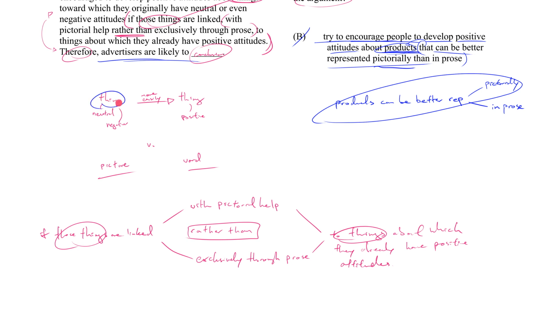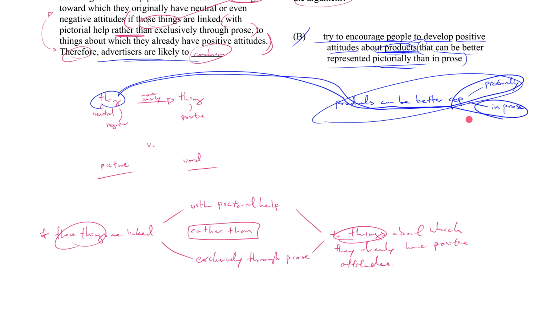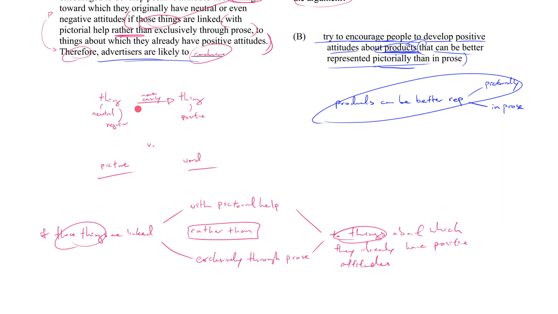They didn't say, oh, only if this thing is a thing which can better be represented pictorially, right? Oh, but what if this thing is a thing that can be better represented in prose? Well, forget this, we're not going to do any of this. No, nowhere did the advertisers learn that. You see, when the advertisers talked about this thing here, they didn't make a distinction about whether this thing can better be represented pictorially or in prose. They just said, whatever this thing is, consumers have negative or neutral attitudes about the thing. Okay, let's change it so that they have positive attitudes about the thing.